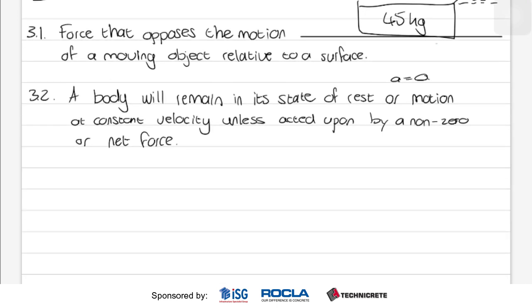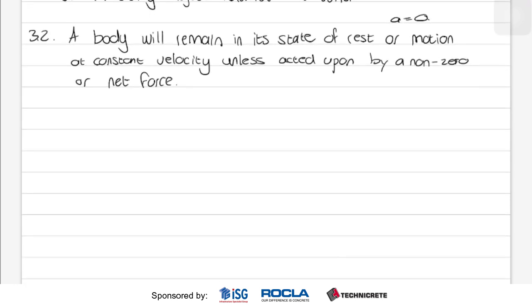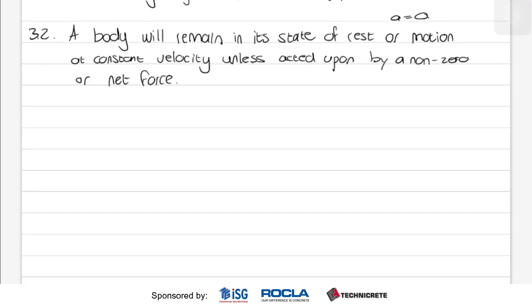So there are some more important parts of this and less important parts, but it is important to try to get it as close to the exact definition that they give you in your textbooks. People have different ways of saying it, but as long as you get the correct wording and the correct keywords in, you should get your marks. So this one is saying that an object or a body will not move, or it will not stop its constant movement, unless acted upon by a net or resultant force.